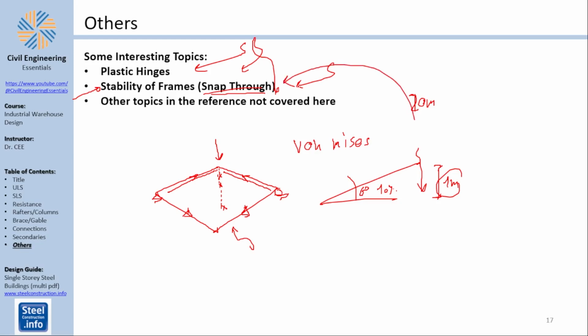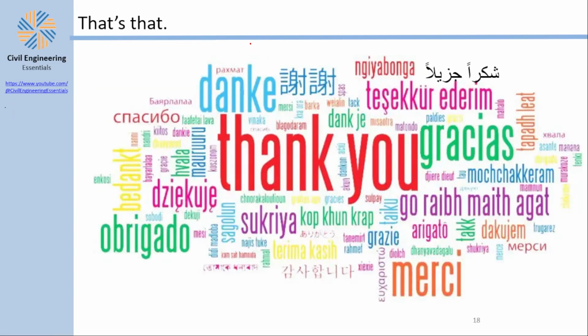That was a quick rundown on all the design aspects of portal frames. So with that being said, we want to continue this in our Robot part.